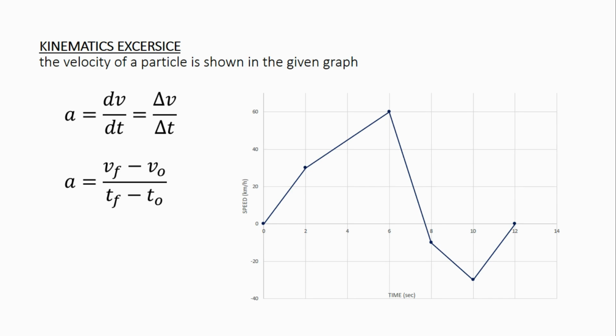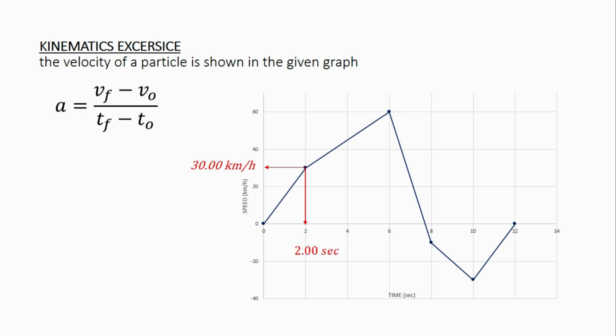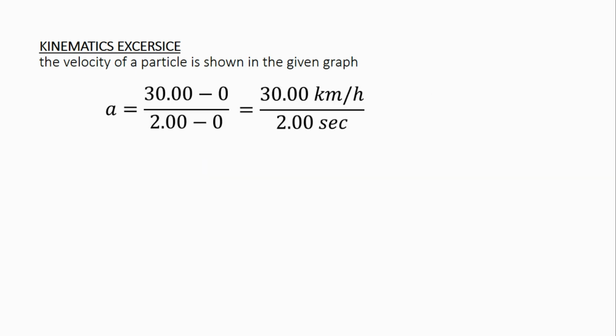change in velocity occurs. For example, in the first segment, the velocity changes from 0 to 30 kilometers per hour over 2 seconds. In our equation, the final velocity will be 30 kilometers per hour, and the initial velocity will be 0. The denominator is a time interval of 2 seconds because the particle starts its motion at t equals 0, and by the time the particle reaches its final velocity of 30 kilometers per hour, 2 seconds have elapsed. This leaves us with a ratio, but with incompatible units.